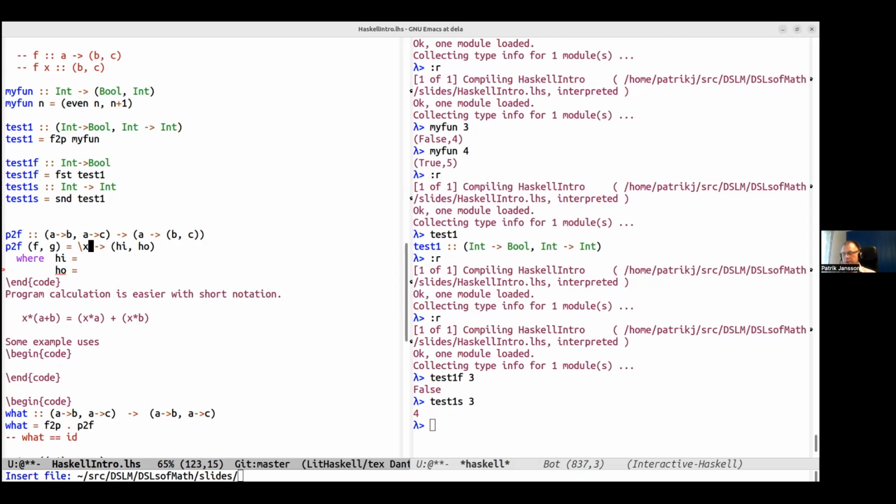Okay, so what's the type of hi? Hi has type B, and ho has type C, the second component there. So we can maybe even indent this to see that things are sort of lined up nicely.